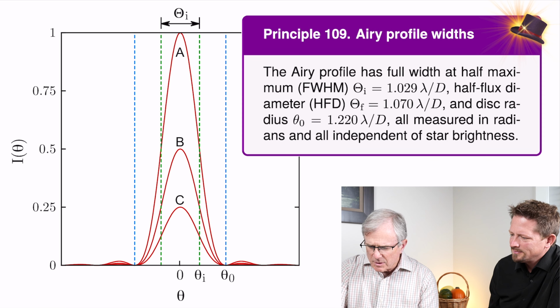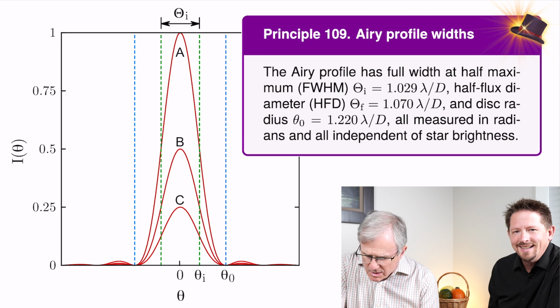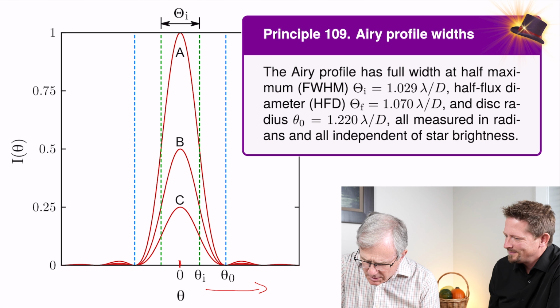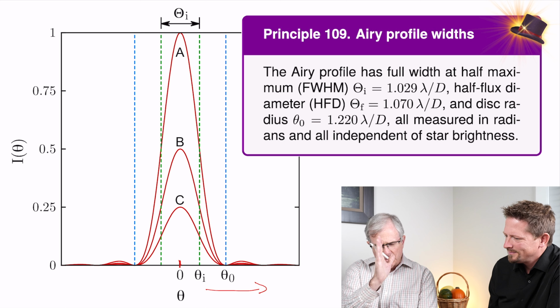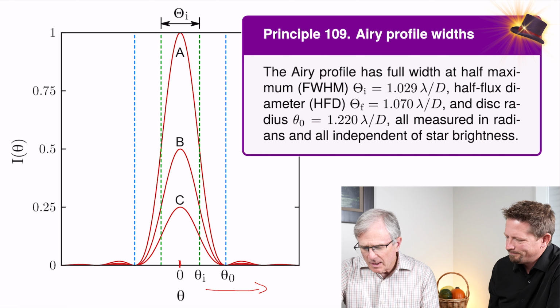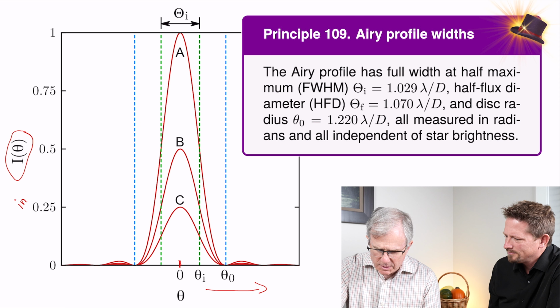Then I want to show this to you one more way, and then we'll let you read this principle. So this is again the angle theta. Theta equals 0 coincides with the center of the star's Airy pattern on the sensor. And that's where the brightness, the intensity, and that's what this I stands for, is intensity.